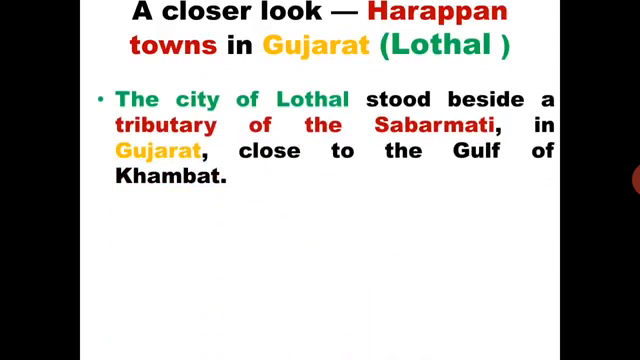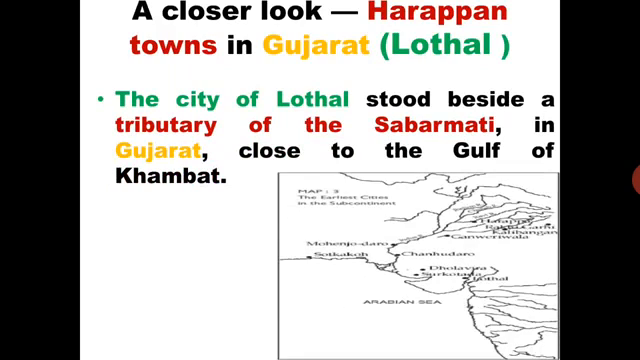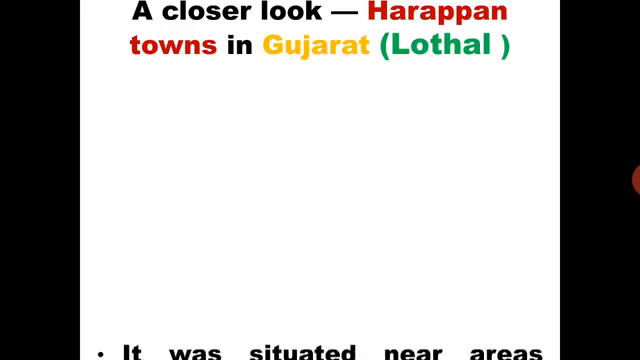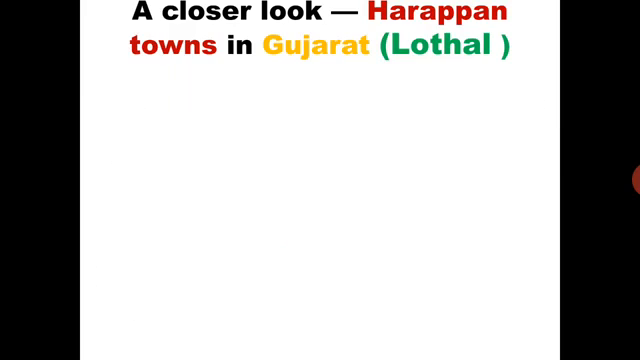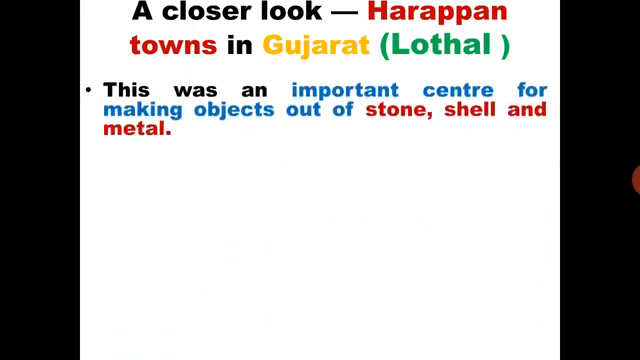Now we will study another Harappan town in Gujarat, that is Lothal. The city of Lothal stood beside a tributary of the Sabarmati in Gujarat, close to the Gulf of Khambhat. So where is Lothal? I have shown you with the help of the circle. It was situated near areas where raw materials such as semi-precious stones were easily available.